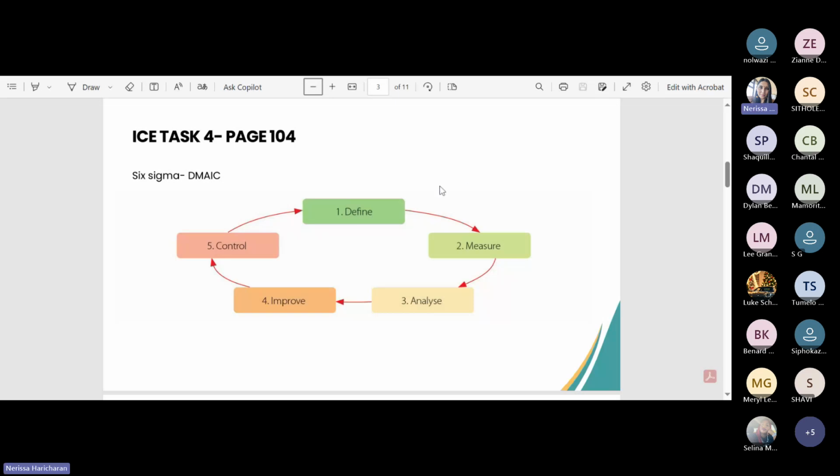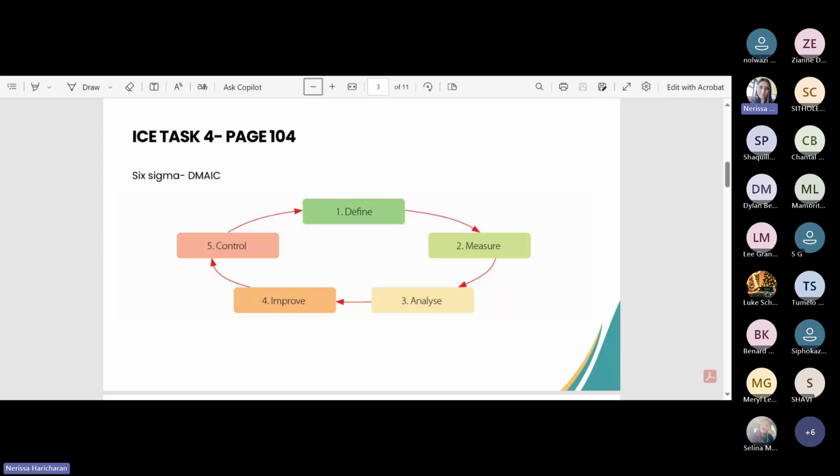Whilst we're on ICE Task 4 and speaking about it, if you have not submitted ICE Task 1 to 3 already, make sure that you do all of your ICE tasks and have it submitted by latest the 12th of May. I will only be grading all of those ICE tasks on the 12th of May. Your results will be posted on the 14th of May, the latest.